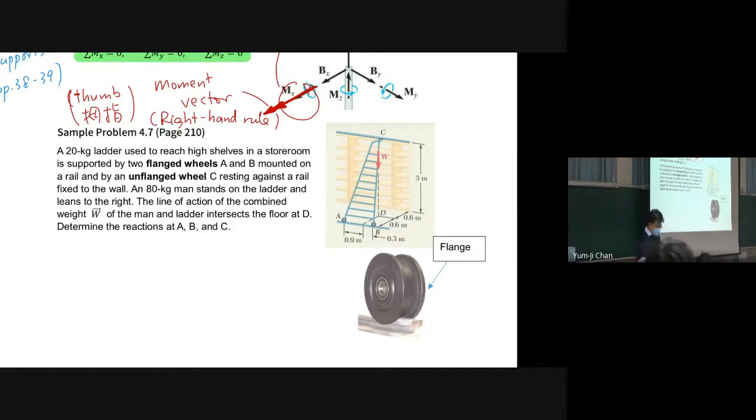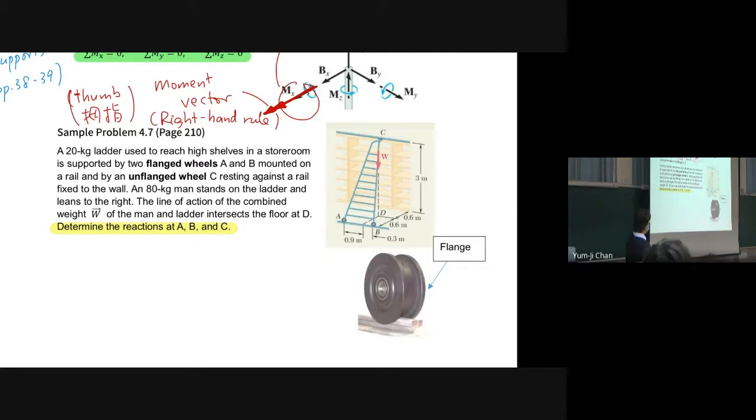Now, the question is quite long. So how do we break it down? First of all, what do we need to determine? We need to determine the reactions at A, B, and C. So this is the key point. You first need to know what you are working towards. This is the first thing.